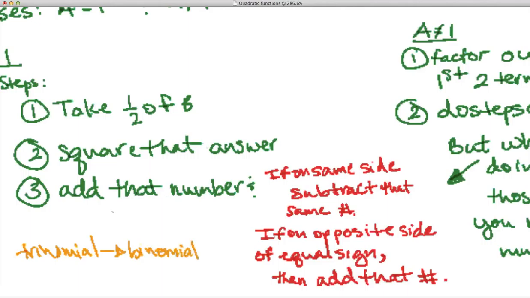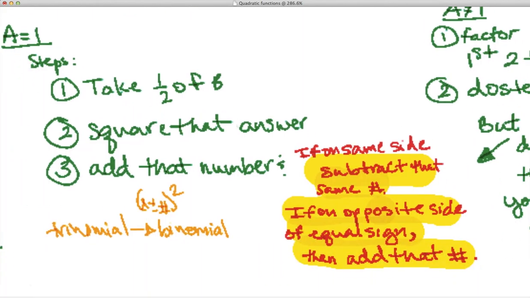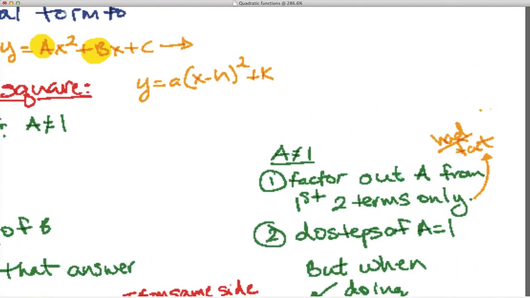And it's going to end up looking like x plus or minus a number, squared. And then whatever that number you add there, if it's on the same side of the equal sign, then what you do is the opposite. You subtract that number, and if it's on the opposite side of the equal sign, you add that number, okay, whatever that number is.